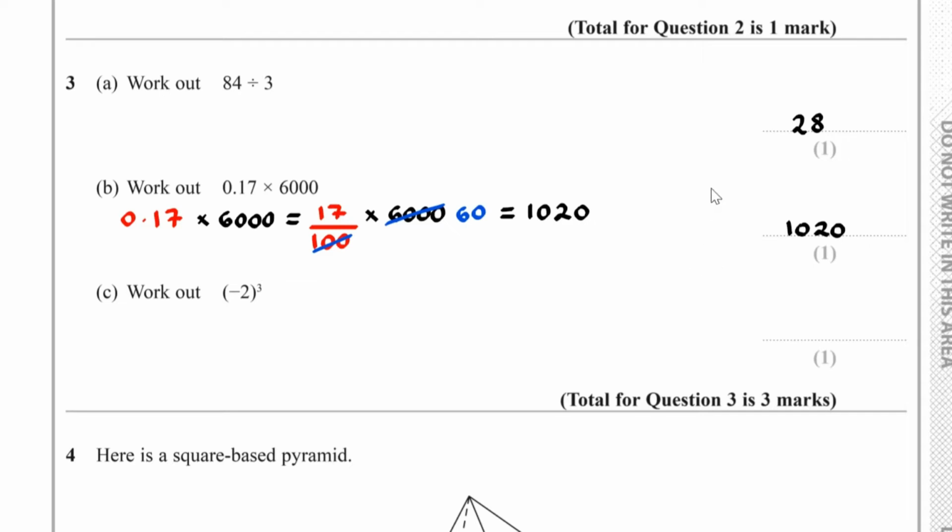Then for part C, we have to work out -2 all cubed. Well, what this is the same as is -2 times -2 times -2. -2 times -2 is 4. Timesing that by -2, we get -8.